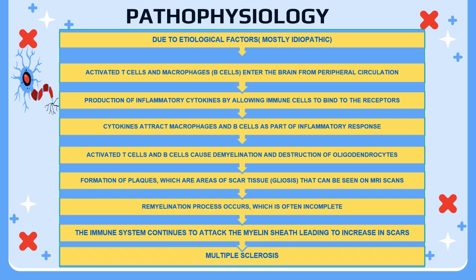As I said, autoimmune means my own immune system is against me. So the immune system continues to attack the myelin sheath. That leads to an increase in the scars, and that leads to multiple sclerosis.